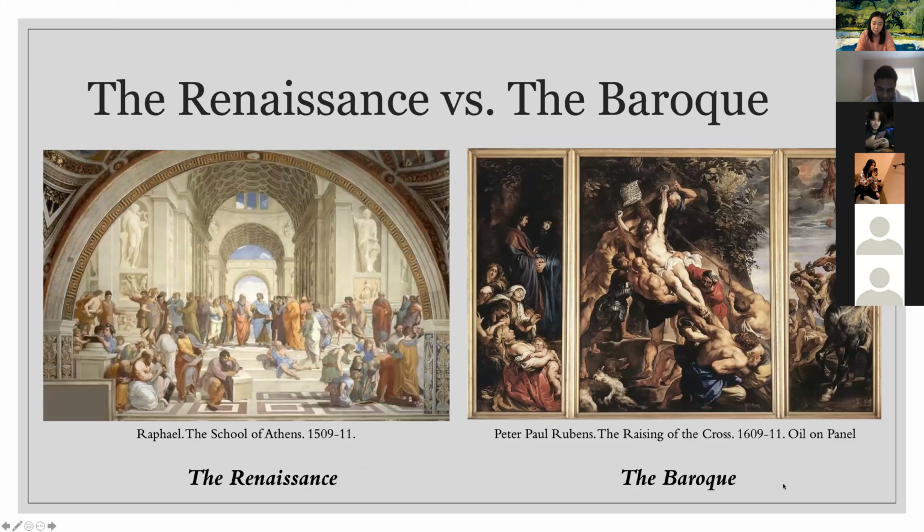Now let's see paintings. The left one is Raphael's painting, the School of Athens, in the Renaissance era. And the right one is Peter Paul Rubens' The Raising of the Cross in the Baroque era. So again, what's the difference between the Renaissance painting and the Baroque art style painting? What is the difference between these two paintings?